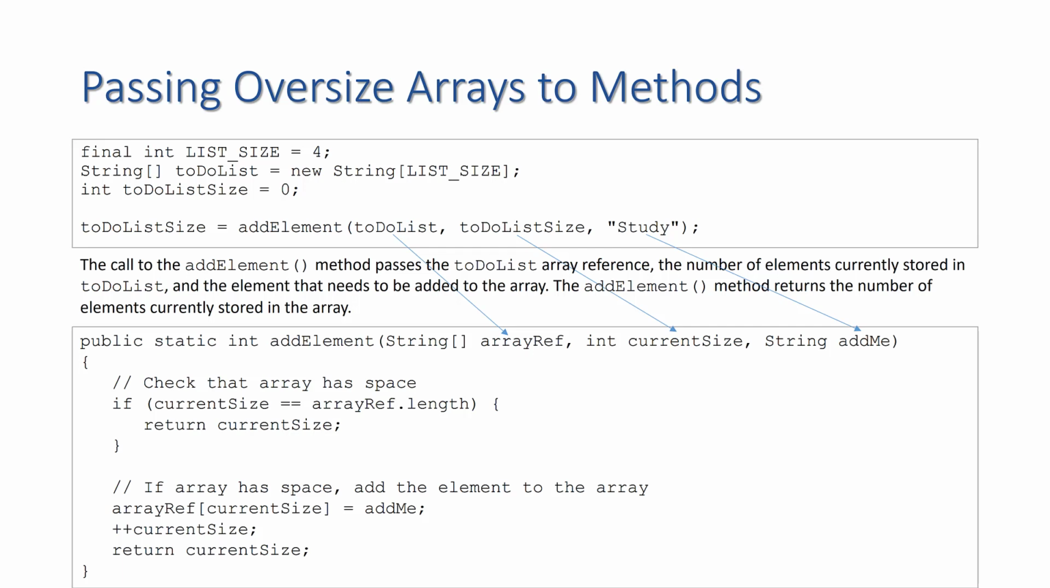In the sample code, the method call to addElement passes the reference to the to-do list into arrayRef, the current size of the to-do list into currentSize, and the string "study" into addMe. Because this is an oversize array, the current size of the array must be passed so that inside the method, the new element is added at the end of the last element.